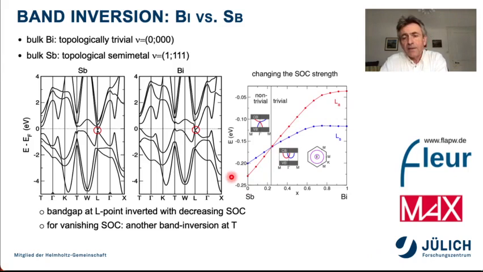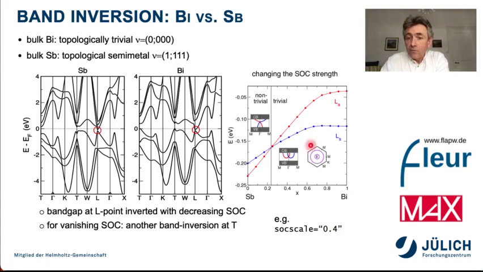And once this band inversion happens, you actually have a transition from a trivial to a non-trivial semi-metal. And here it's the antimony that is the non-trivial semi-metal. If you look then at the surface states, you can make this simulation that I show you here also with a switch SOX scale that you can find in the input file, which allows you to turn on and off the strengths of the spin orbit coupling matrix elements.